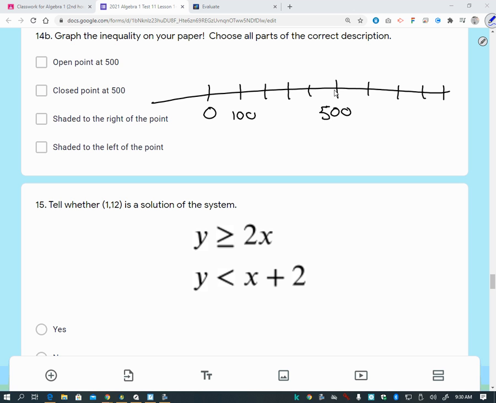Closed point or what? Closed circle. Okay, why is it closed? The equal to part, right? Now, if n is greater than or equal to 500, which direction does the arrow go? To the right, because it is everything greater than 500. So as long as my variable is on the left, the arrow will always go in the same direction as the inequality. Does that make sense? Okay. So closed point at 500, shaded to the right of the point. Okay, so we want those middle two boxes checked. Are we clear? All right.